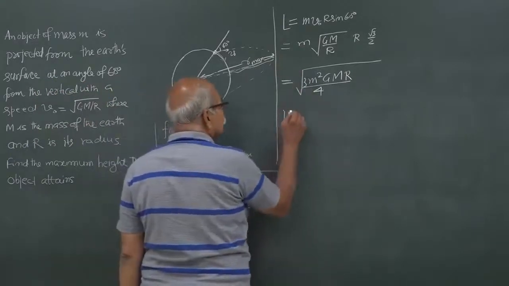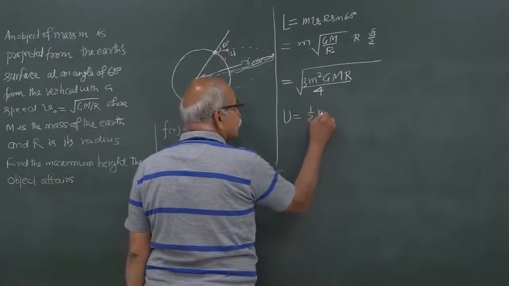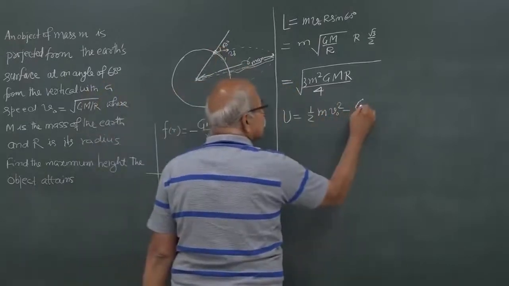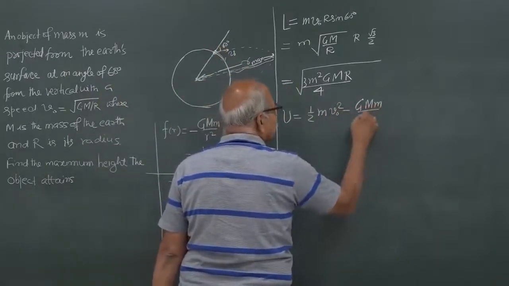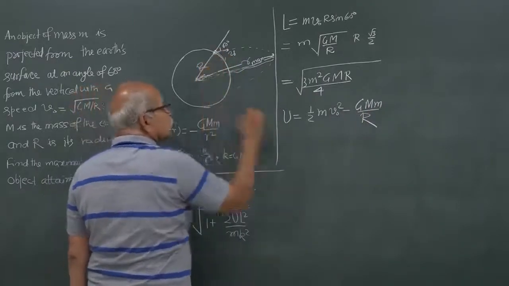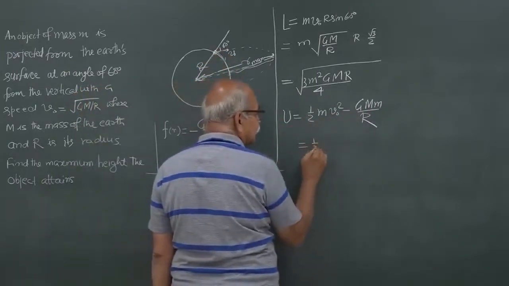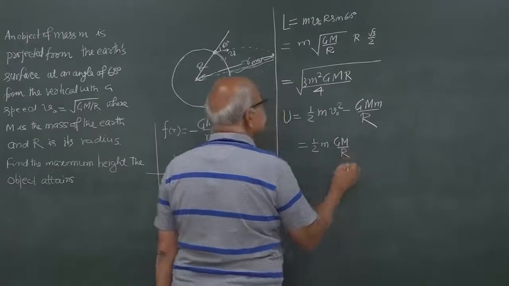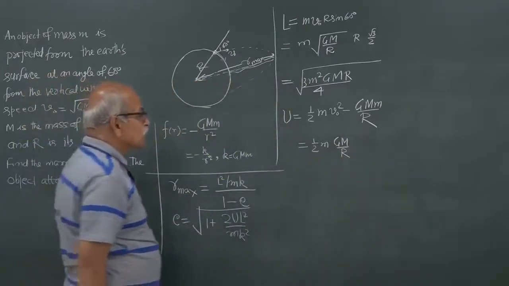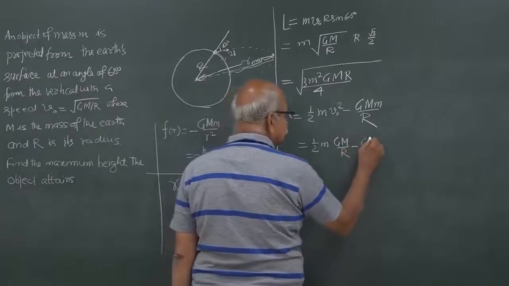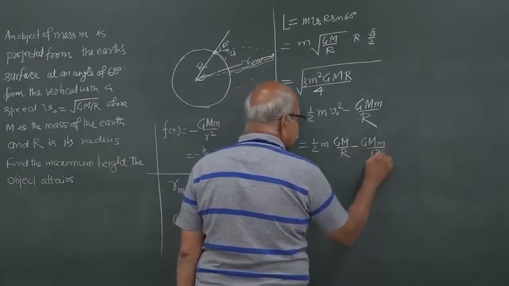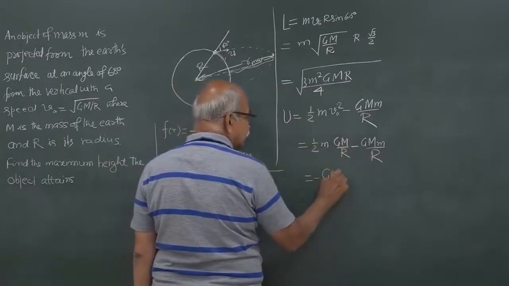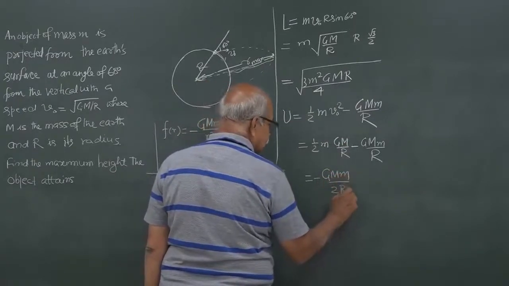Okay, then U is kinetic energy, half m V naught square, and potential energy, we are talking of this point, minus G m over r. At this point the distance is r. So, it is half m V naught square, where V naught square is G M over r, and then minus G M m divided by r. If you take this G M m by r common, it is half minus 1. So, it is minus G M m over 2 r, that is it.